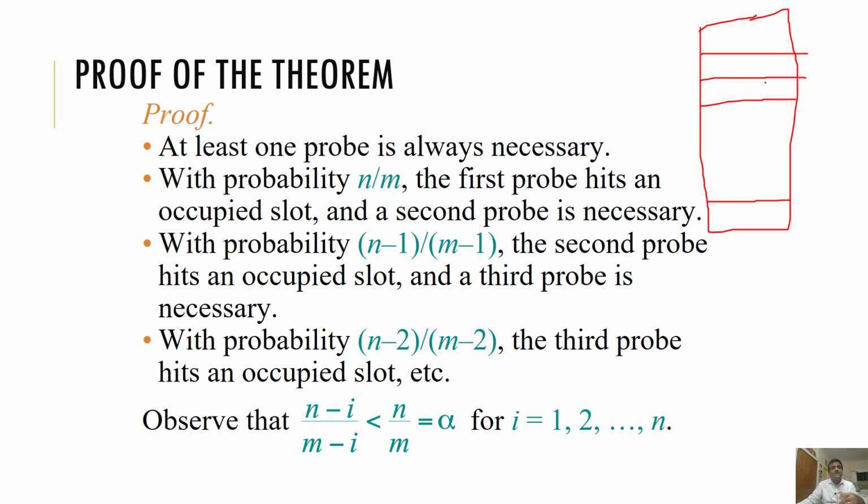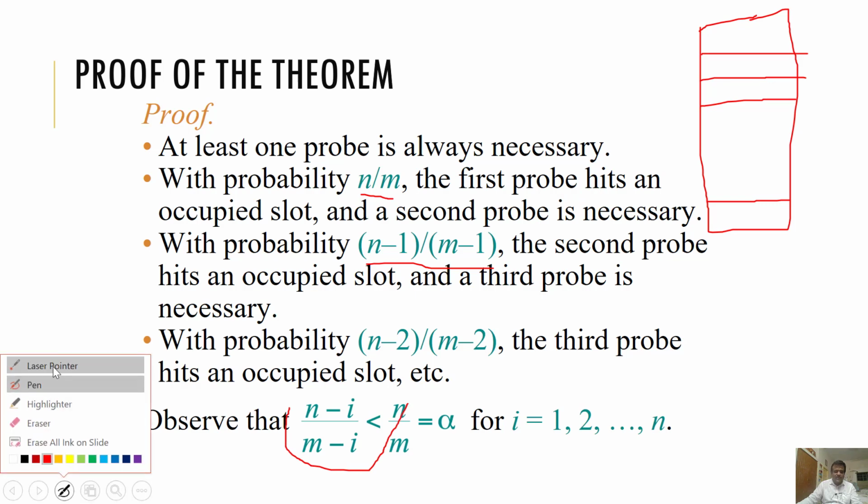Now when we go for the next probe, if it is a collision, what is the probability of collision? There are m slots and n keys, so the collision probability will be n by m, just classical probability. Then only will you go for the next probe, and if again there is a collision, that will be n minus 1 by m minus 1. So this way we will continue, and we will use this result in the next slide.